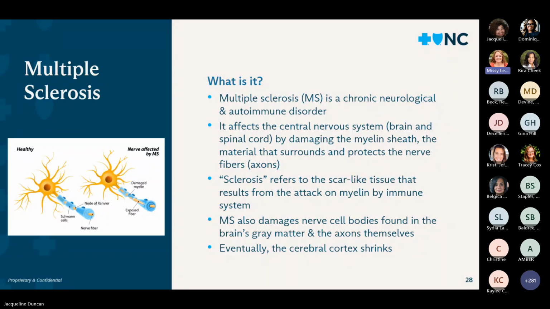The term sclerosis is a medical term for the scar-like tissue that results from the attack on the myelin. MS also damages nerve cell bodies and the nerve fibers themselves. As the disease progresses, the outermost layer of the brain, the cerebral cortex, shrinks. This is called cortical atrophy. The symptoms of MS depend on the severity of the attacks as well as the size of the plaques and their location. Let's go over some of these symptoms.